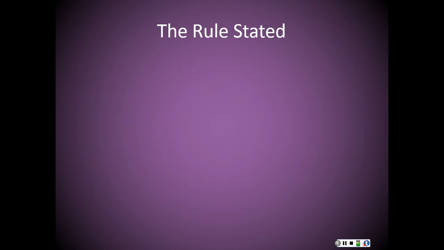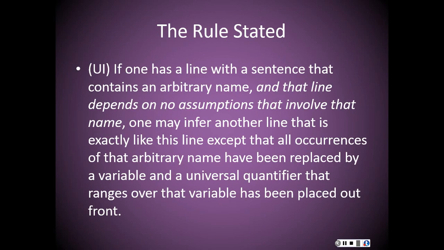Okay, now that we have this device in our language, we are in a position to state the rule of universal introduction. The rule may be stated like this. If one has a line with a sentence that contains an arbitrary name, and that line depends on no assumptions that involve that name, one may infer another line that is exactly like this line, except that all occurrences of that arbitrary name have been replaced by a variable, and a universal quantifier that ranges over that variable has been placed out front.